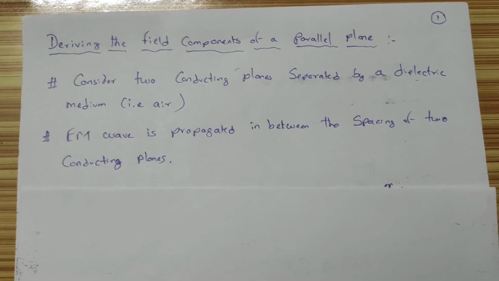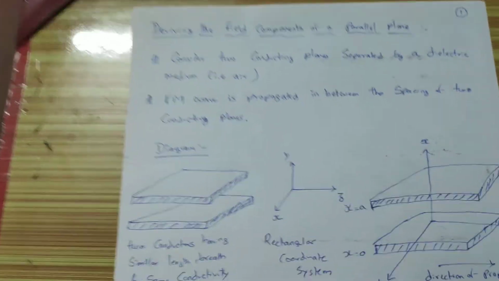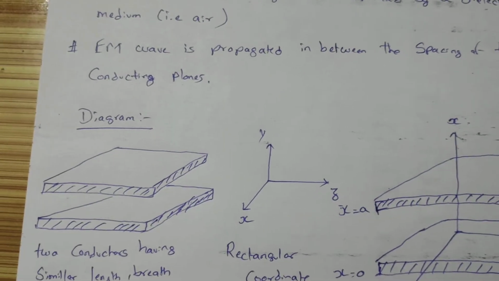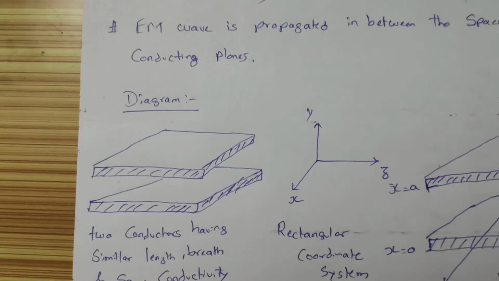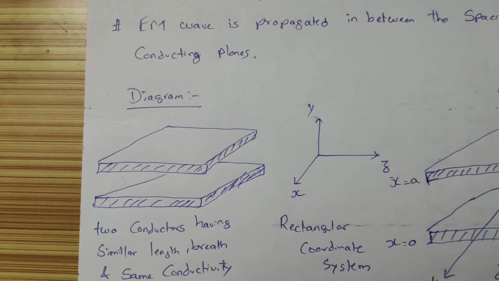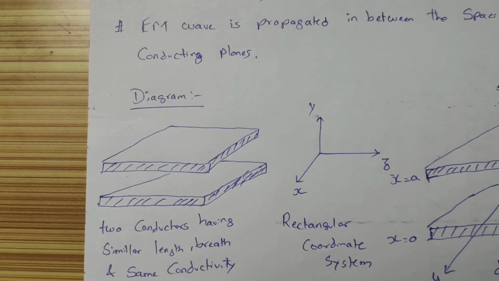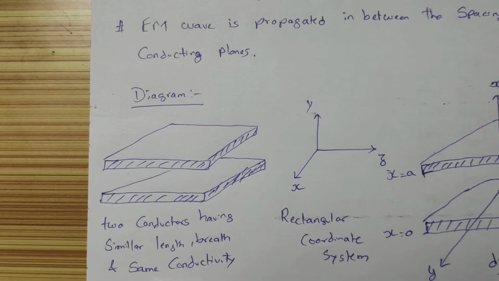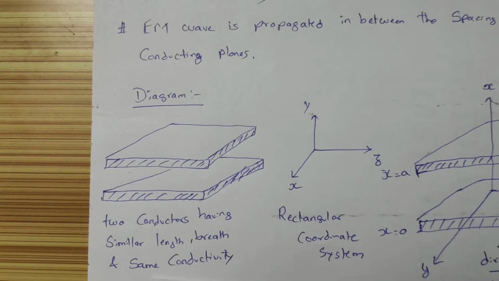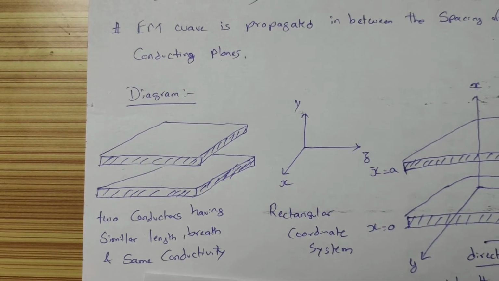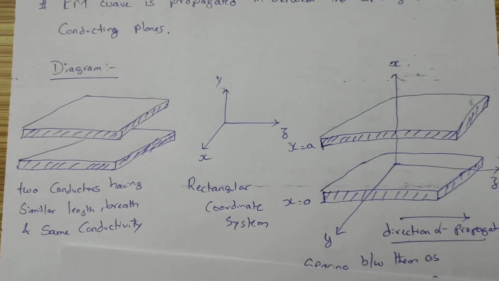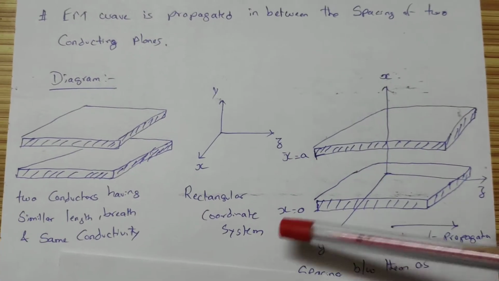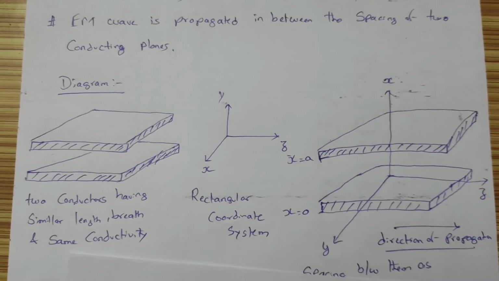Now let us see it diagram-wise. So these are the two parallel planes. Consider conducting planes which have similar length and dimensions, something like length, breadth and height, and which also have the same conductivity. And in order to analyze the field components, we need some coordinate system. So for that we consider a rectangular coordinate system here.